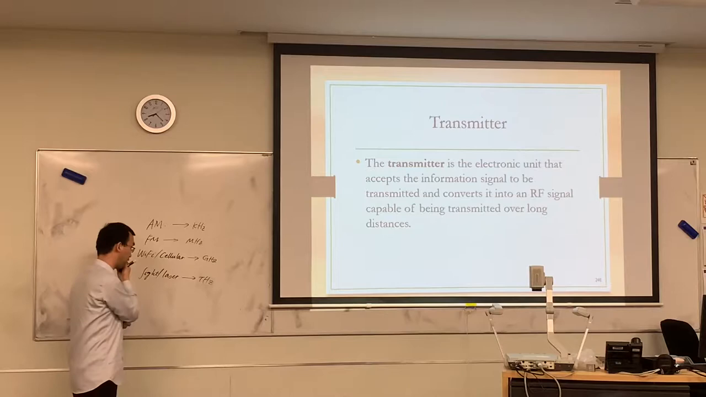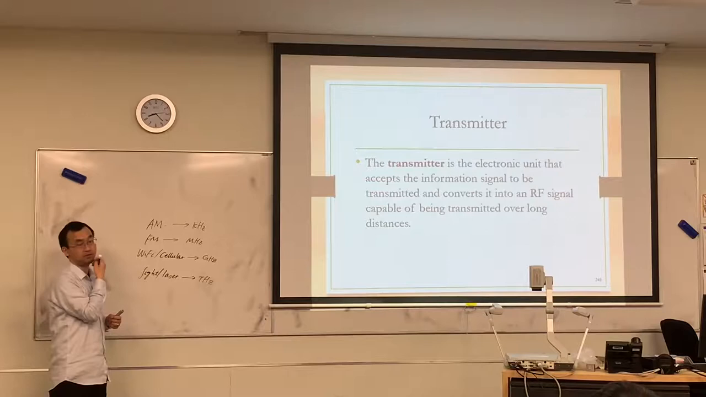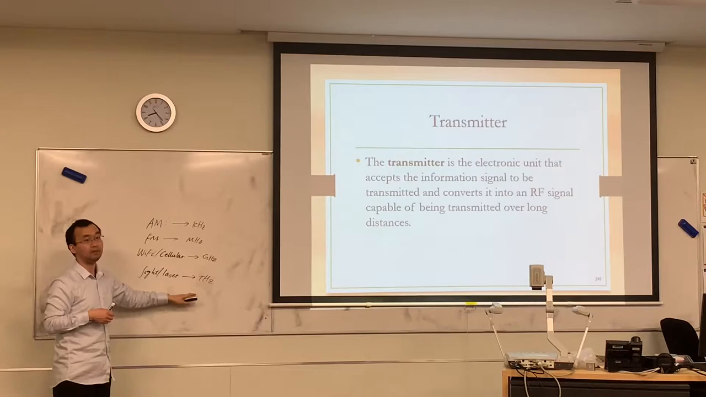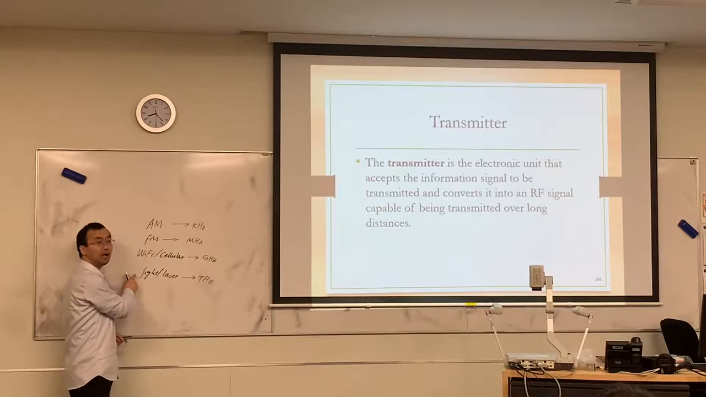Even for the wireless signal, that one seems to be continuous, but it is also a discrete signal. So kilohertz, megahertz, gigahertz, terahertz. I mean, this can go even higher, but currently our technology is at this level.